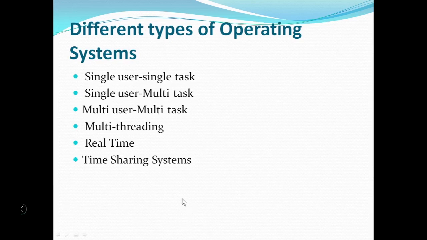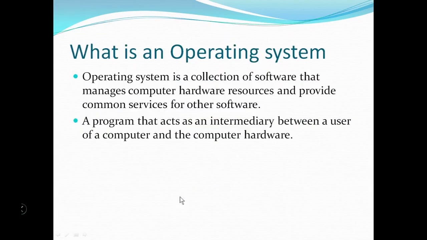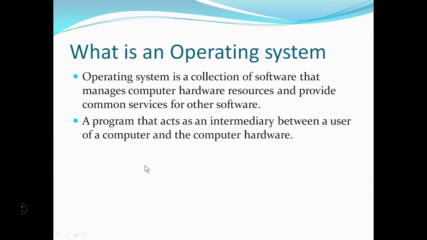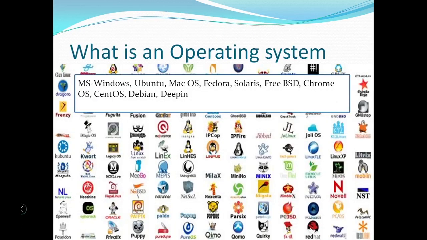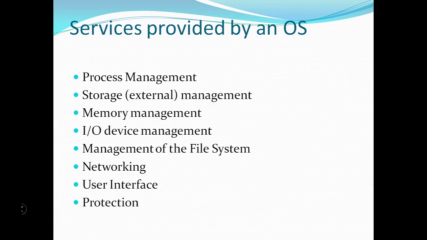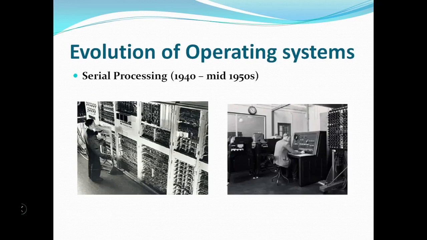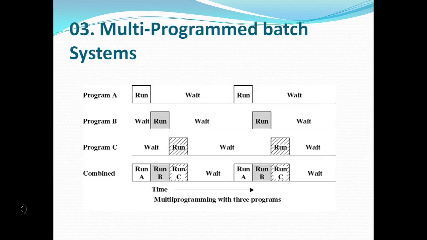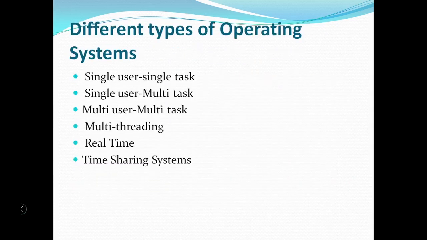So today we talked about the classification, then we identified a proper definition for an operating system. Then we identified different operating systems. Then we identified the services provided by an OS. Then we talked about the evolution of operating systems. And finally, we talked about different types of operating systems.